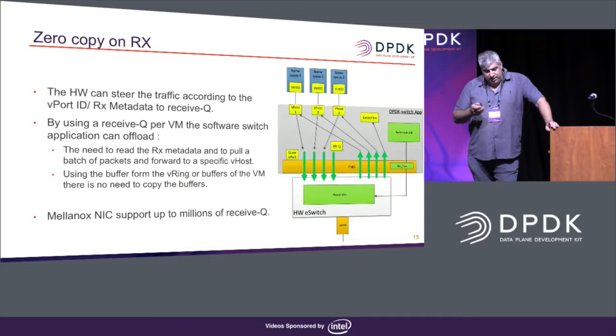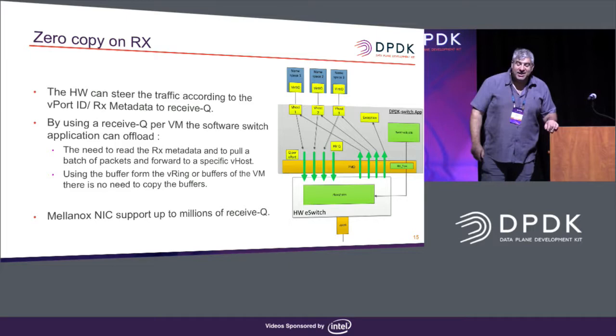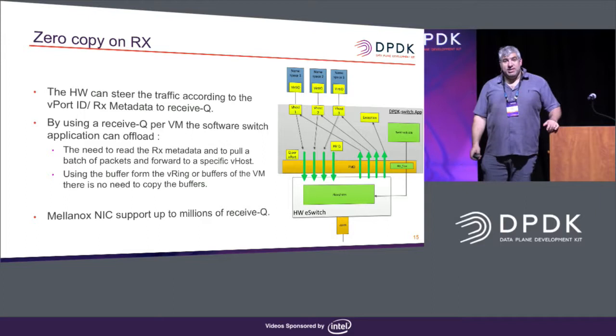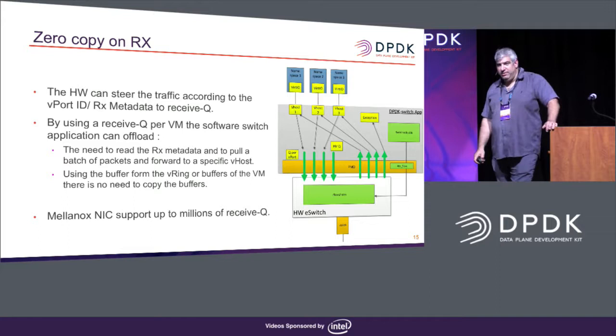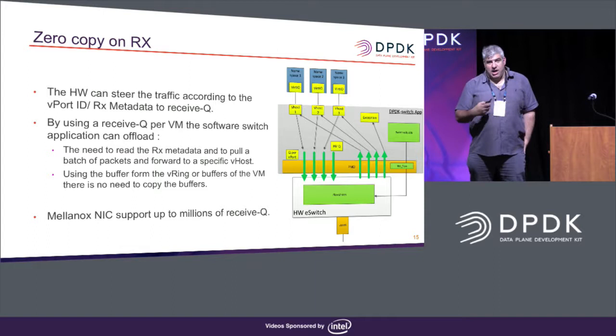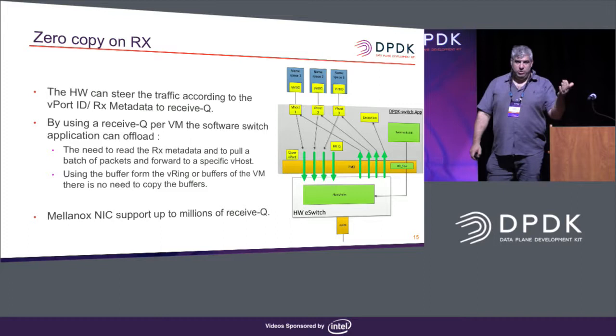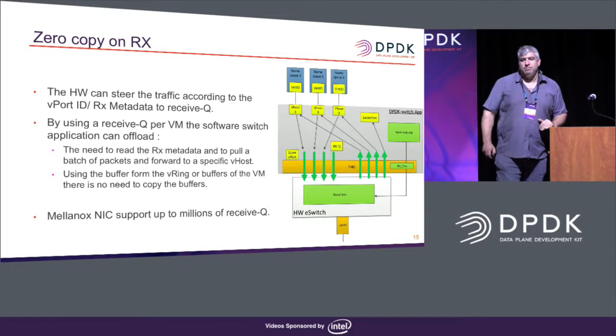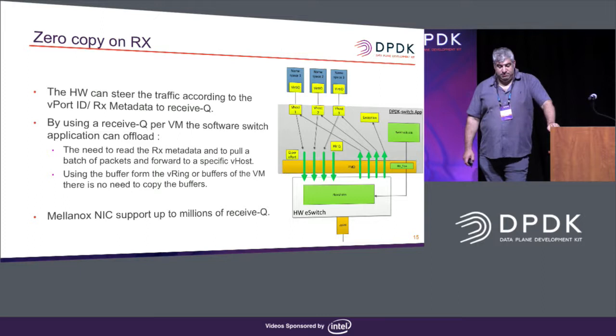And if we want to make it more complicated and use zero copy, we will create a receive queue for each VM or each vRing. Actually, a virtual interface could have a few queues. Then, in order not to do a copy, we can use buffers from the VM in the hardware. When you do the post-receive, when you put the buffer on the receive queue, for each receive queue you use a specific buffer set coming from the VM. And then you don't even need to copy the packet. That's all.